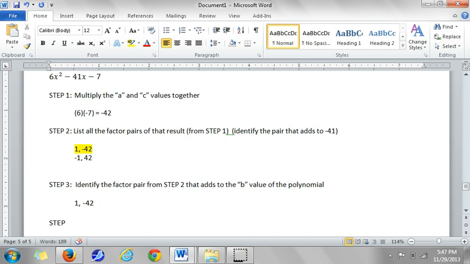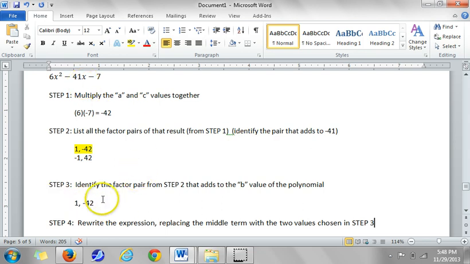Okay, step 4. I'm going to rewrite the expression, replacing the middle term with the two values chosen in step 3. And the middle term, negative 41, has an x next to it. So when I use these values, I'm going to put x's next to these as well. Let me copy and paste this to make this a little bit easier to show what I'm doing.